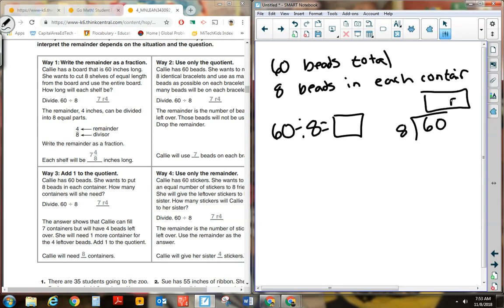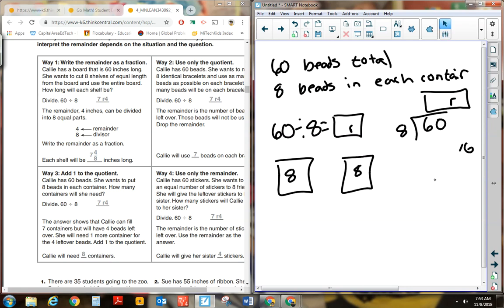We know we're going to have a remainder. We already know that, because I know that 8 doesn't fit into 60 nicely. So we can go ahead and do this. Here's the best way of doing it. 8 beads is 1 container.